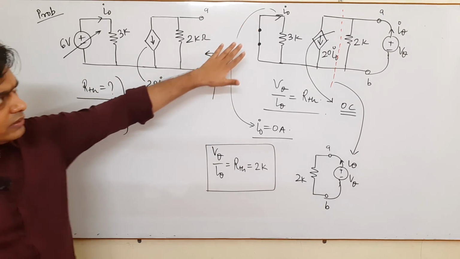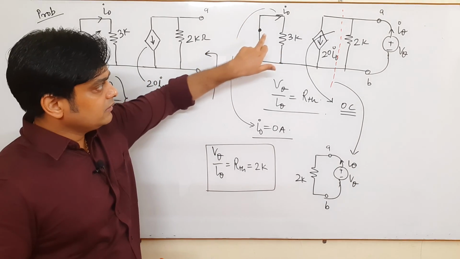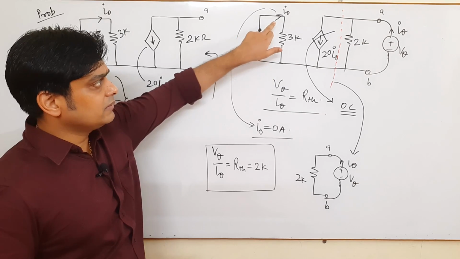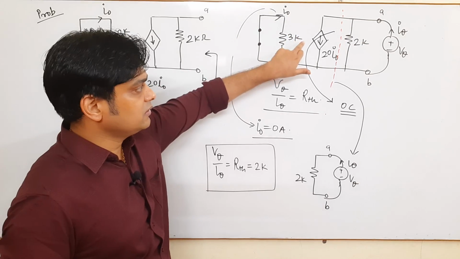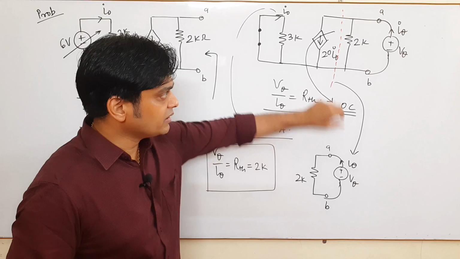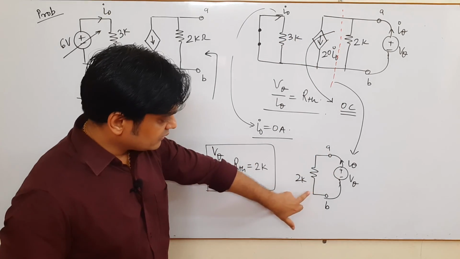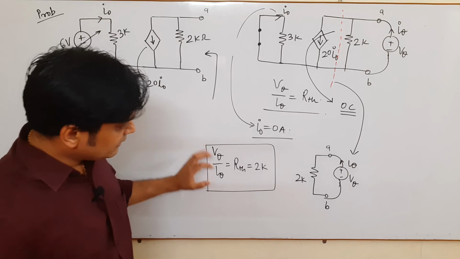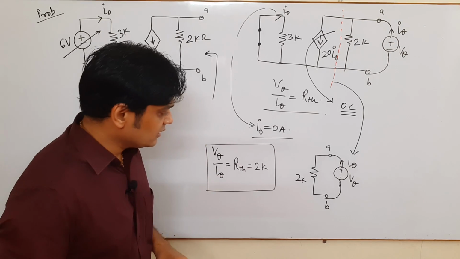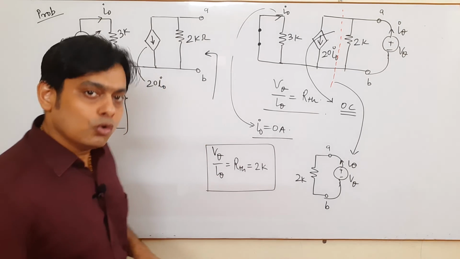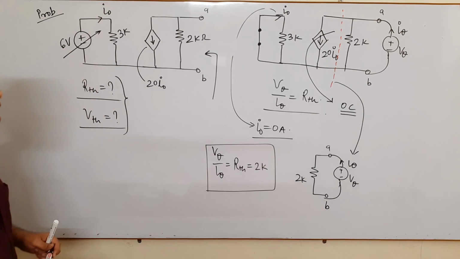Just try to understand that when no voltage source exists, that means no current. When no current, this dependent source gets open circuited, and once it is open circuited, this is your final network. So one can easily find the value of V theta by I theta, that is RTH, which comes to be 2k ohm. So with that we have found the value of RTH.